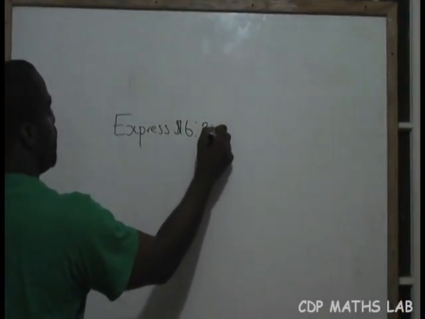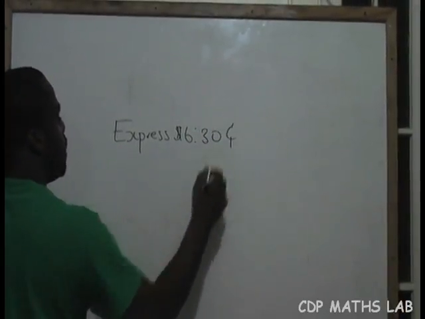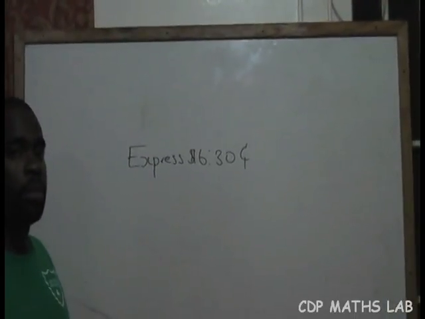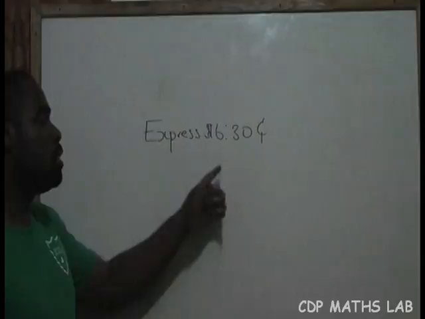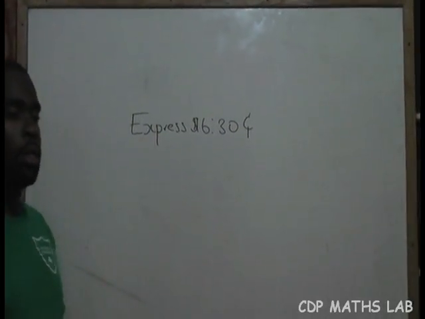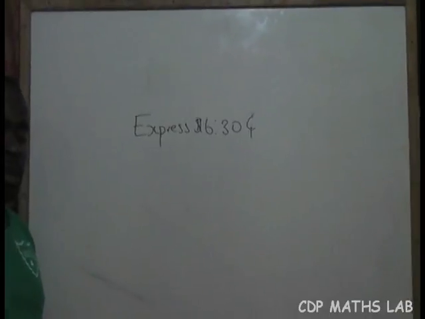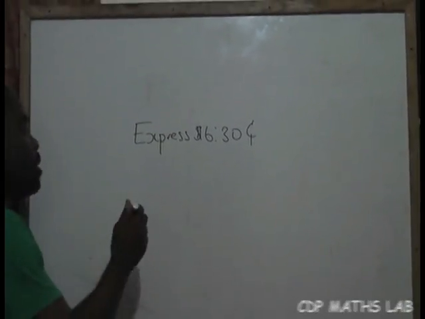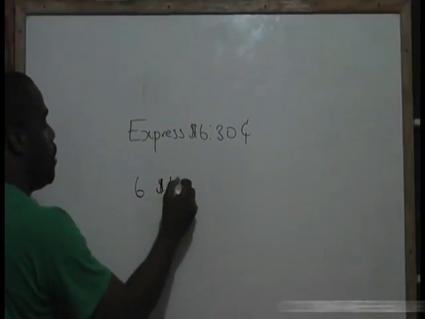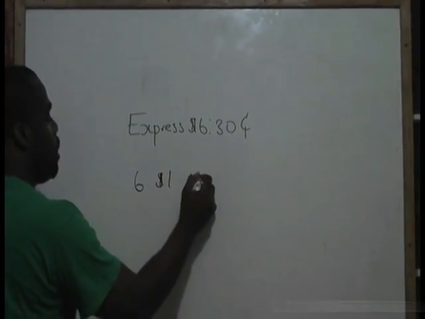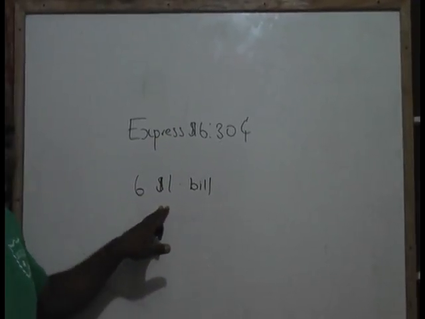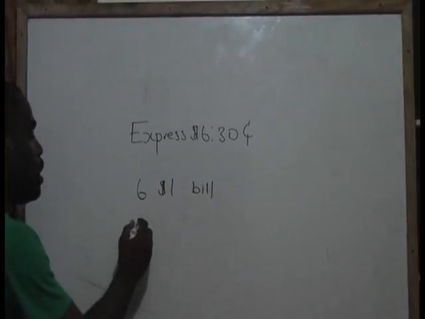and 30 cents as a ratio in its lowest term. The first step is to convert this $6 into cents. Now, as you looked at the $1 bills that we had, six $1 bills, and you know that 100 cents makes $1.